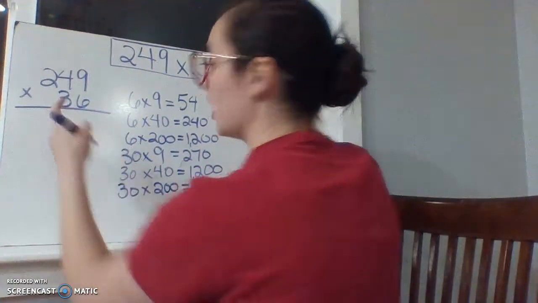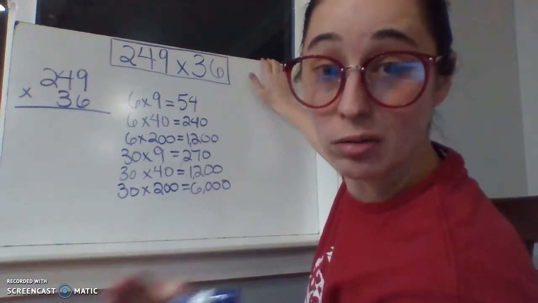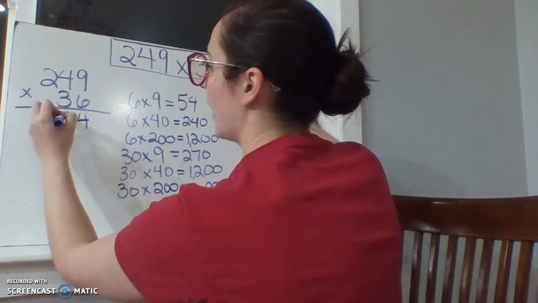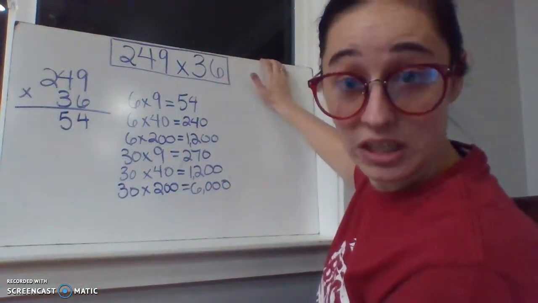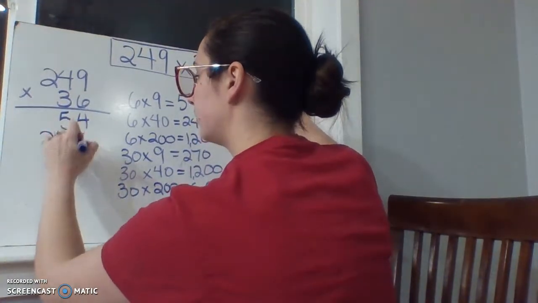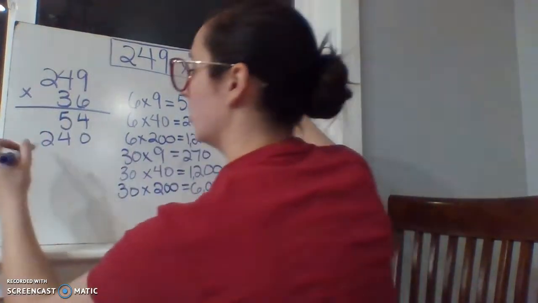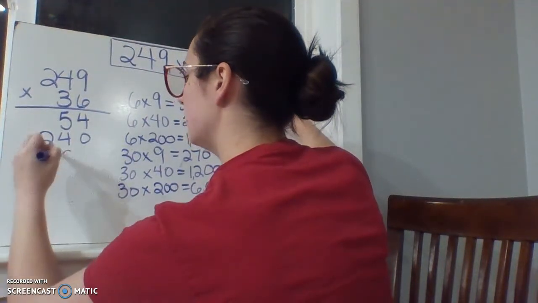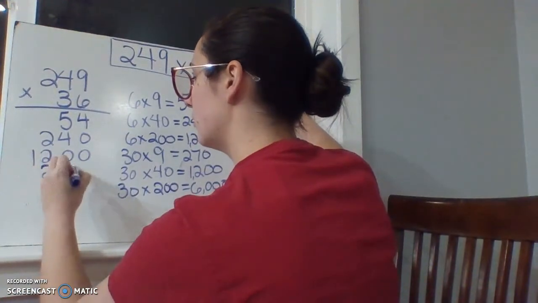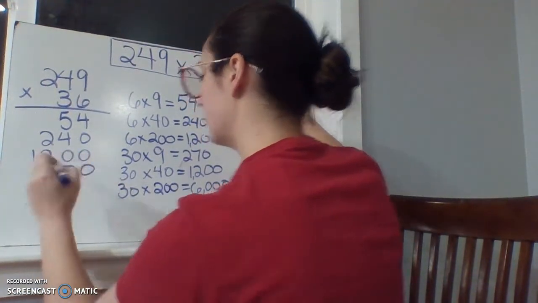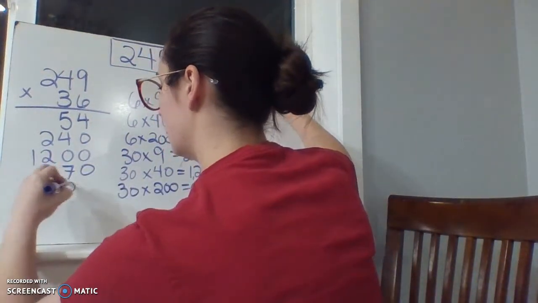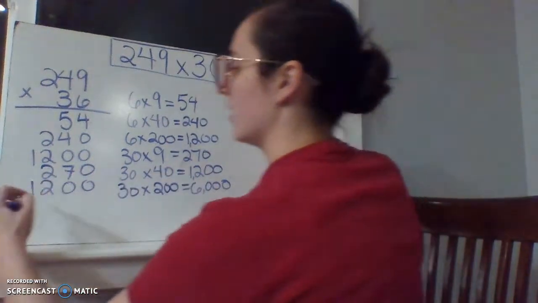Okay, so I'm going to write those out real quick. Again, make sure your numbers are in the correct place value. Okay, so I've got my 54, my 4 is going to go in the 1 spot, my 5 is going to go in the 10 spot because it's 50. Okay, I've got 240. I've got 1,200. I've got 270. I've got 1,200 again. And then I have 6,000.